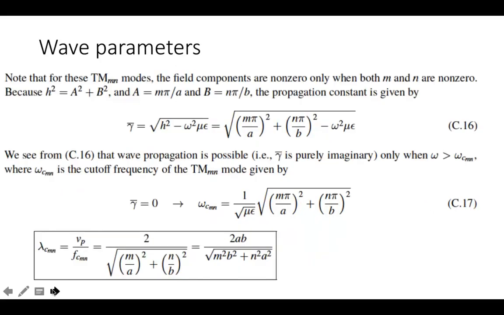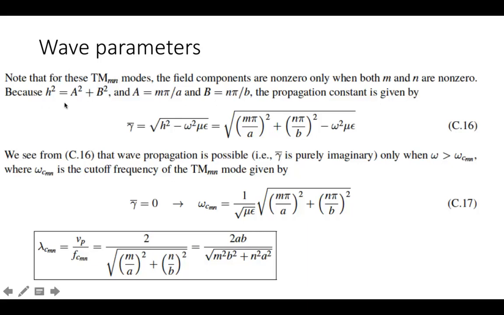All right, so for the TM, transverse magnetic, mn modes, we have two mode numbers. Unlike the parallel plate, where we had a single mode number, we have two mode numbers because we have to specify both A and B. The boundary conditions restricted that big A is equal to m pi over little a, and that big B is equal to n pi over little b, remembering that little a and little b are the waveguide dimensions, so m and n are the mode numbers.